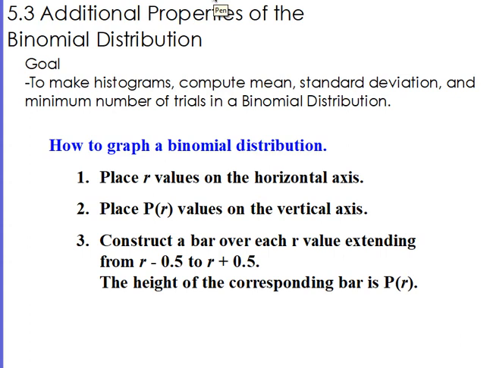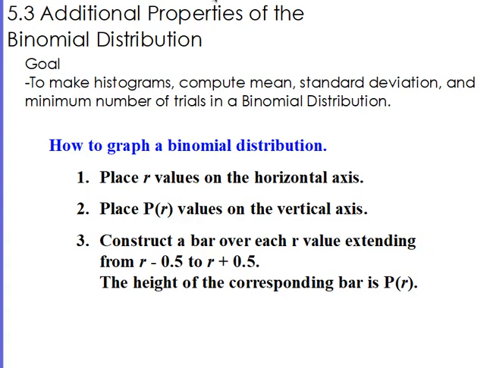Okay, 5.3, some additional properties of the binomial theorem. We're going to take the binomial distribution and make a graph out of this. You're going to place the R values on the horizontal axis. Remember, R stands for the number of successes.